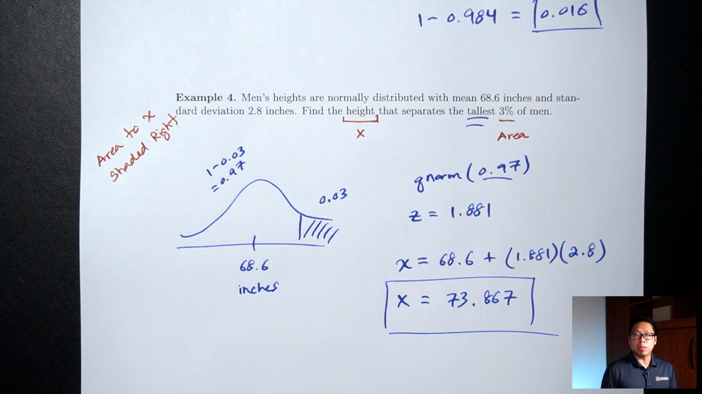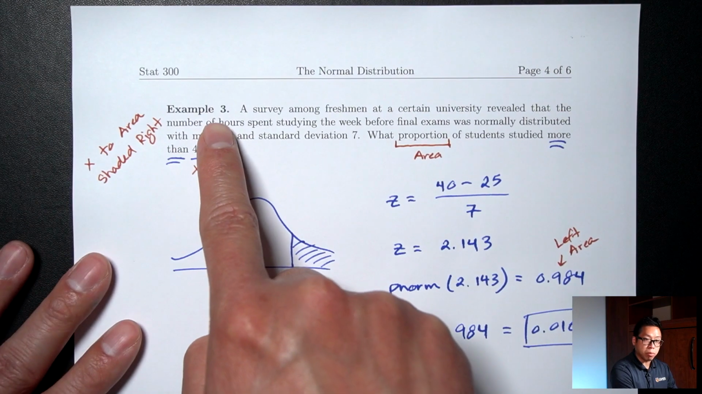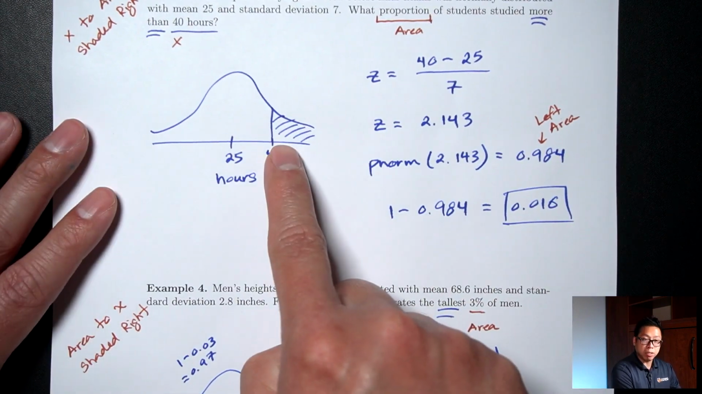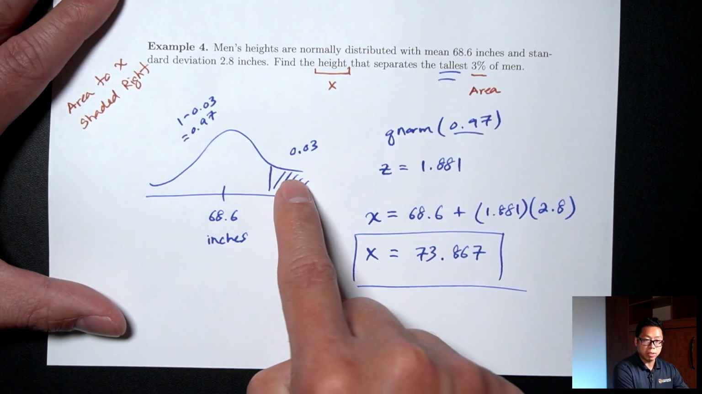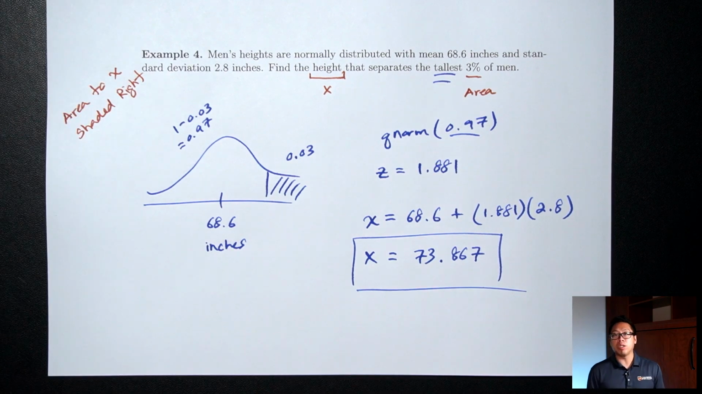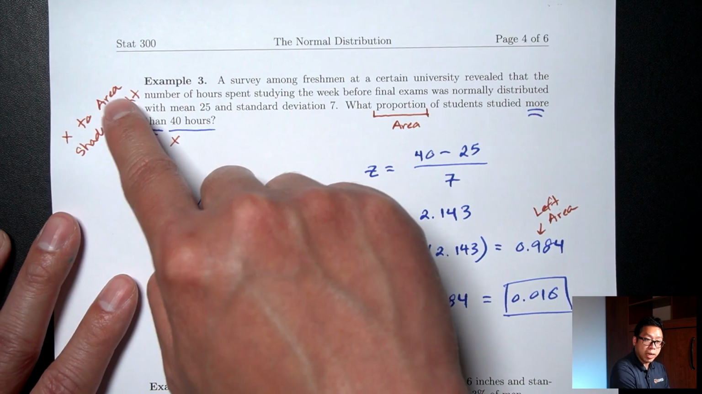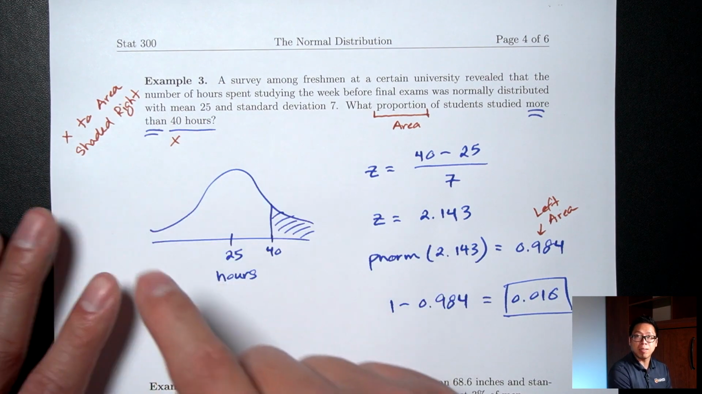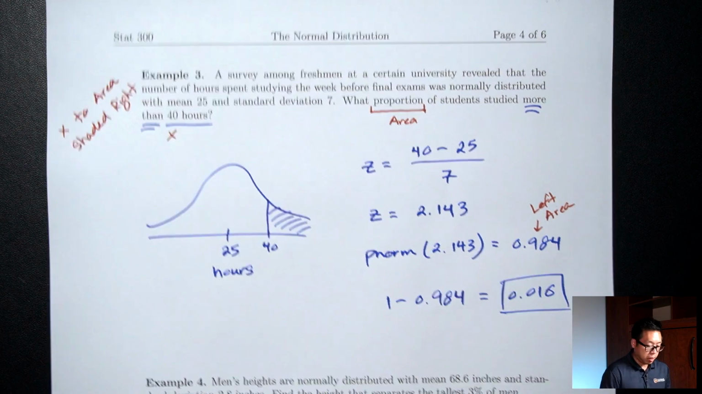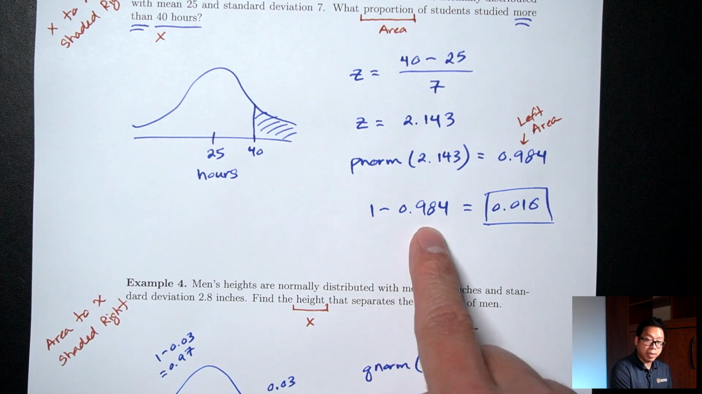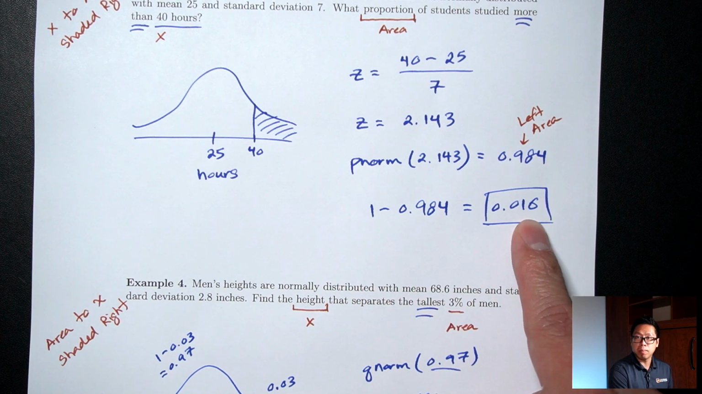Notice that in the two examples that we just did, example 4 and example 3, both of those pictures were shaded to the right. Anytime your picture is shaded to the right, you will have to do a 1 minus at some point in the process. And you're going to do the 1 minus on the area. If it's an x to area question, the area is at the end. So you're going to do a 1 minus at the very end right before you get the final answer, which is what we did there. 1 minus at the very end to get the final answer.